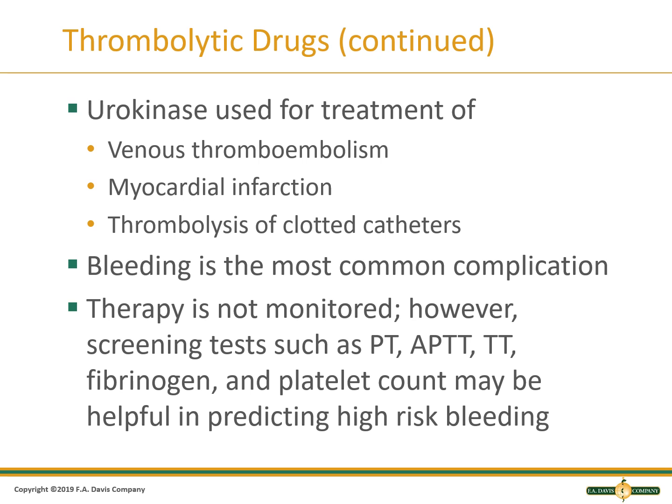Urokinase can be used for the treatment of venous thromboembolism, myocardial infarction, and thrombolysis of clotted catheters. Typically, bleeding is the most common complication. Therapy isn't monitored. However, screening tests such as the PT, PTT, and TT, as well as the fibrinogen and platelet count, may be helpful in predicting high-risk bleeding.